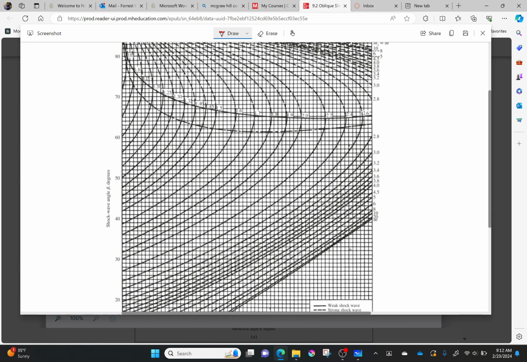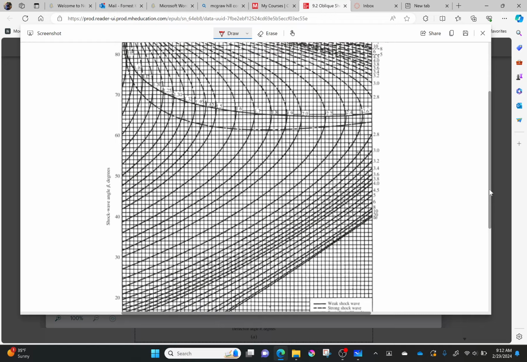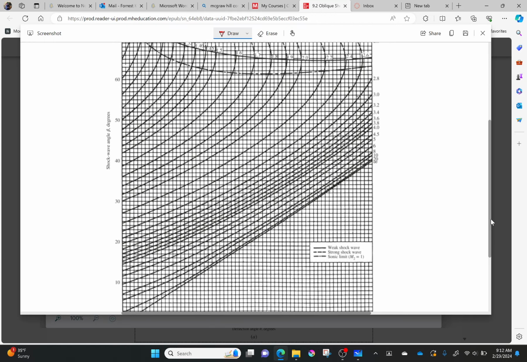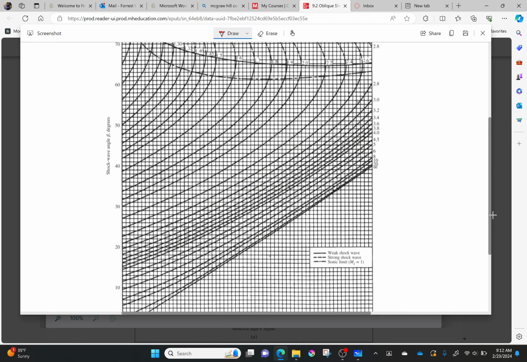Okay, so here we are at my theta-beta-Mach diagram. As a note, I've already taken the liberty of screenshotting it. First thing I'm going to do is trace 2.2 for my Mach number. Technically it's 2.24, so it should be a little bit in front of this line right here. I'm just going to trace the 2.2 line because that's going to make it easier on me just to place myself.